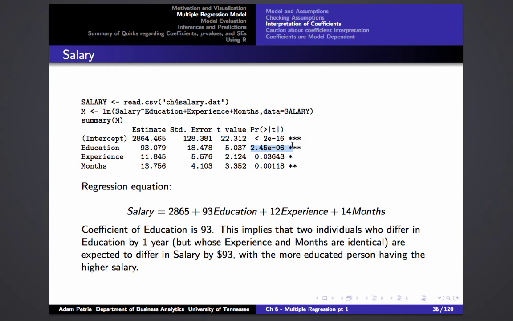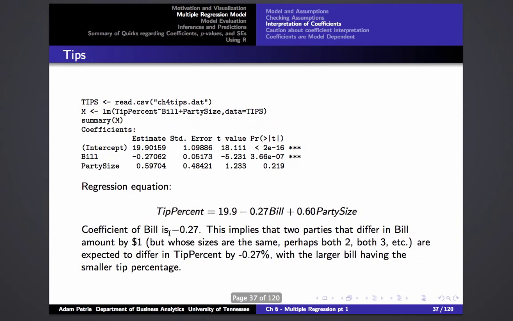of those coefficients. So if I write out my regression equation, I say that the average salary is 2865 plus 93 times the number of years of education plus 12 times the number of years of experience plus 14 times the number of months they've worked at the company. All right, so what does this coefficient of 93 mean, the coefficient of education? Well, what this implies is that two individuals that differ in their educational values by 1 year, but who are identical in terms of their experience and their months, are expected to differ in their average salary by $93. Since it's positive, the person with more education is expected to have the higher salary.